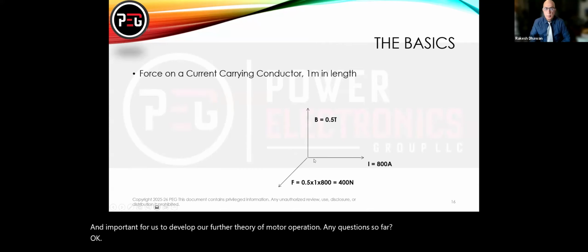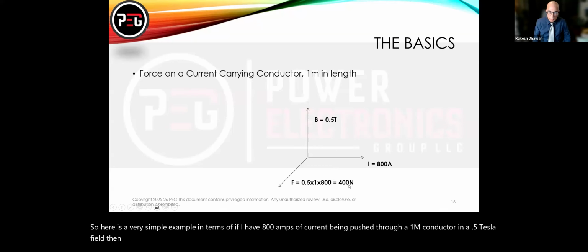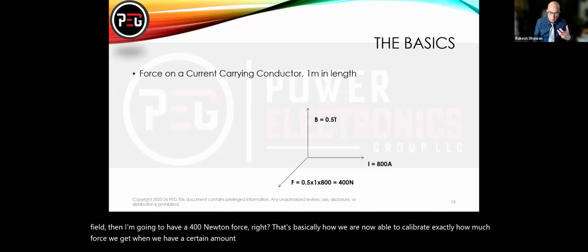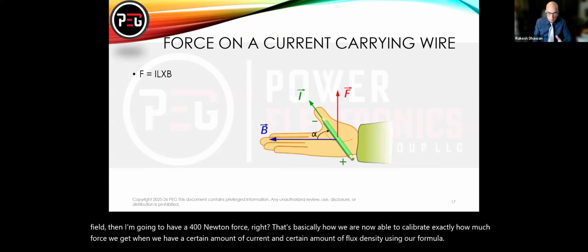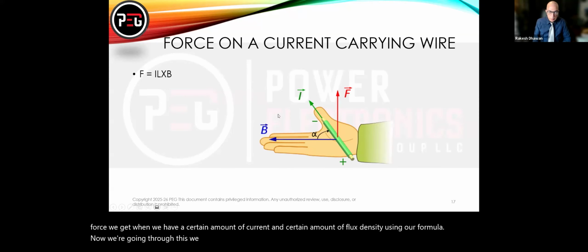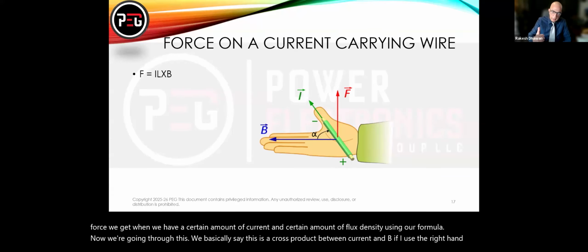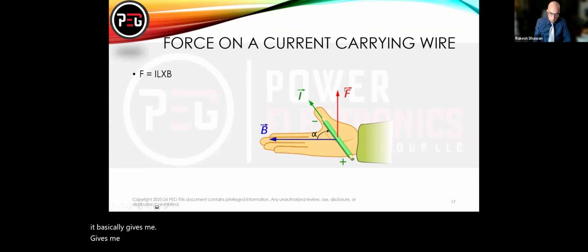So here is a very simple example. If I have 800 amps of current being pushed through a 1 meter conductor in a 0.5 Tesla field, then I'm going to have a 400 Newton force, right? That's basically how we are able to calibrate exactly how much force we get when we have a certain amount of current and a certain amount of flux density using our formula. Now, we've gone through this. We basically say this is a cross product between current and B. If I use the right-hand rule, it gives me that force.